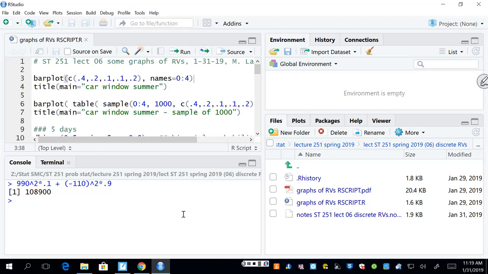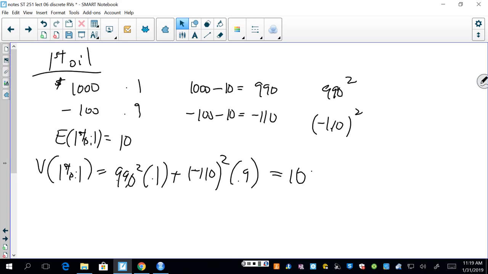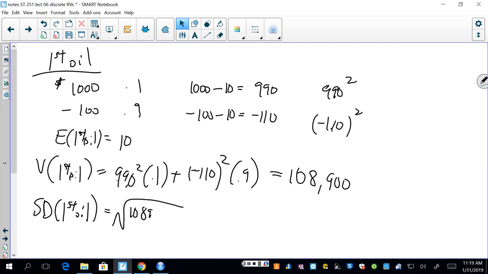Right? But that's in dollars squared. Variance squares everything. So the standard deviation is the square root of that. And this is the command for square root. So we get a standard deviation of $330. So the variance is 108,900, and the standard deviation of revenue in the first oil situation is the square root of that, $330.